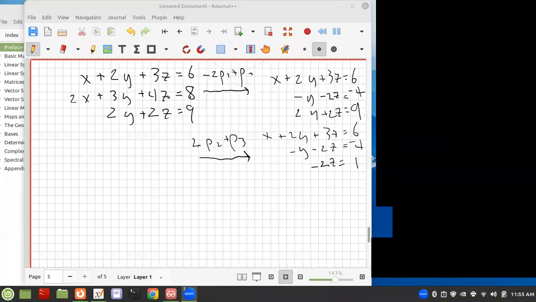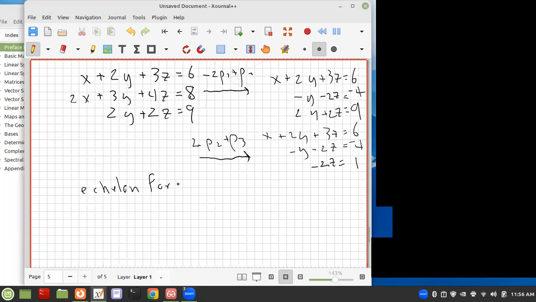Okay, so here's the sequence of operations we came up with: -2 row 1 plus row 2, which clears the first column, and then 2 row 2 plus row 3, which clears the second column and puts it in echelon form.